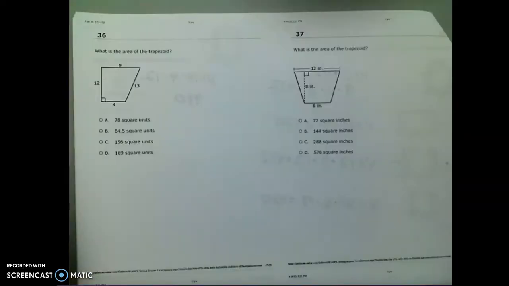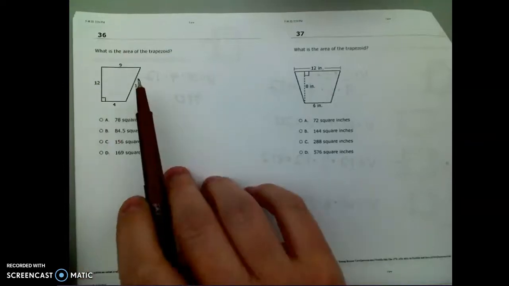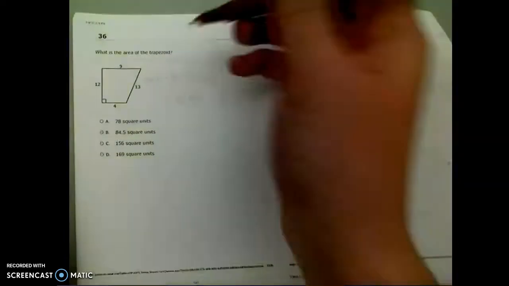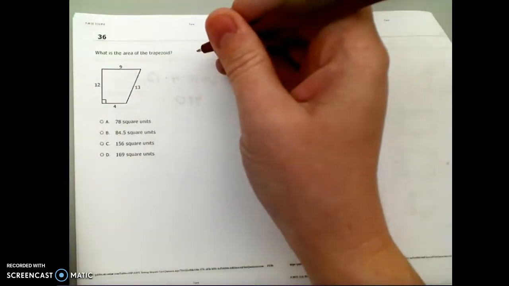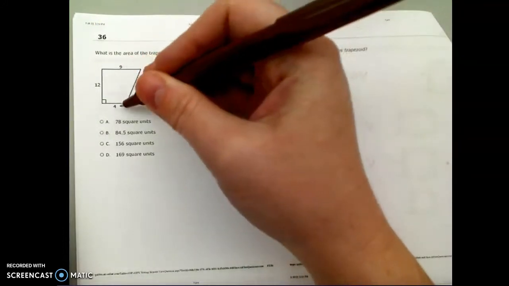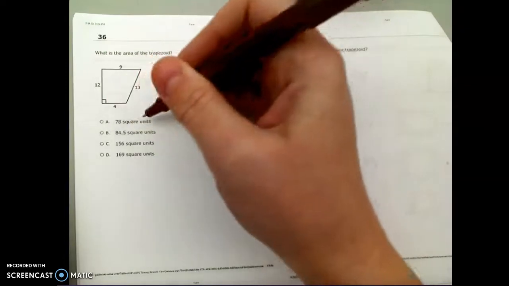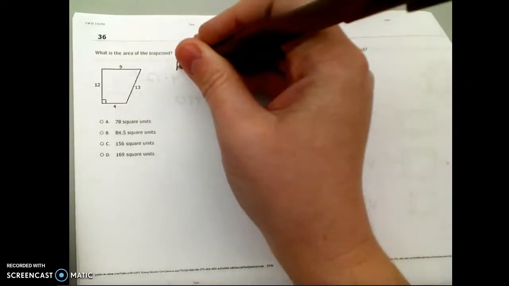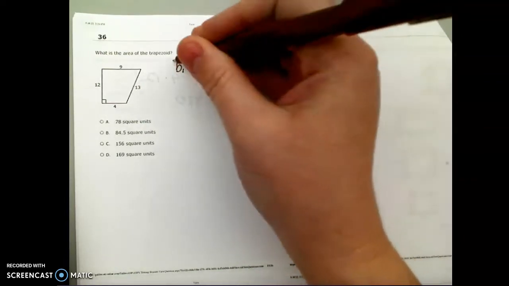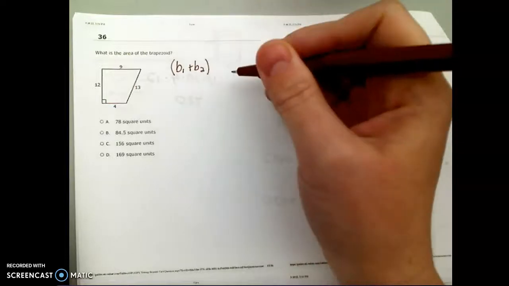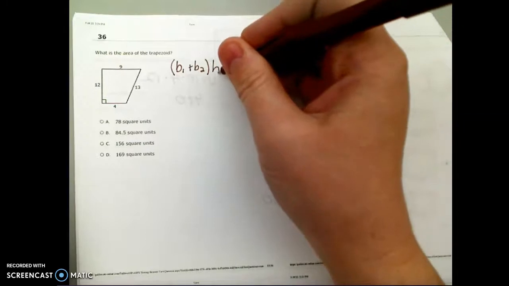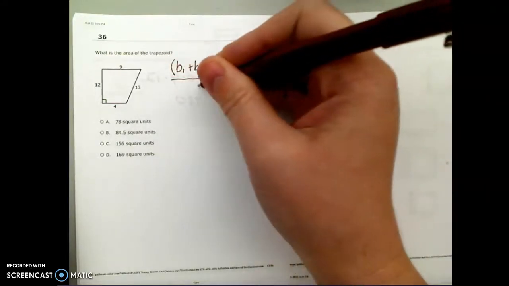The next thing we're going to look at is number 36. We need to find the area of this trapezoid. Now let's pull out my formula to start with. We remember that because we have different lengths and widths, we can't just do length times width. We have to do B1 plus B2, base 1 plus base 2, and that's in parentheses because we're going to do it first. Then we're going to multiply by the height, and then we're going to divide all of that answer by 2.